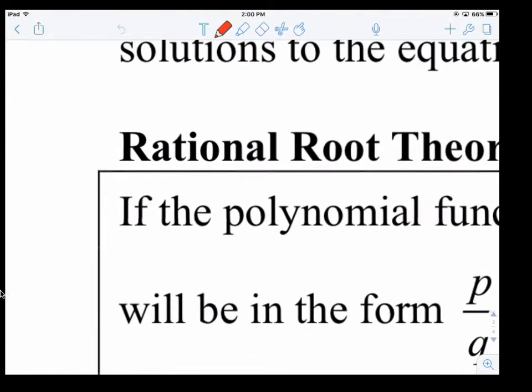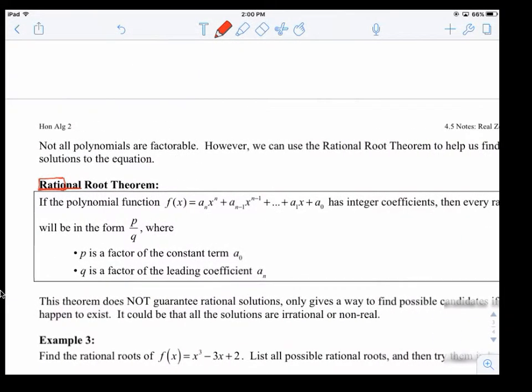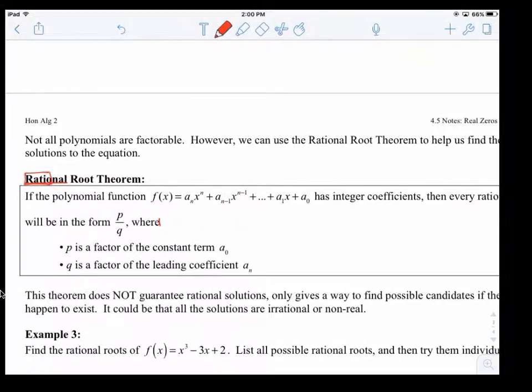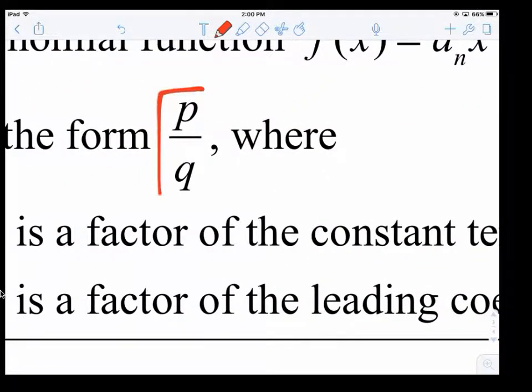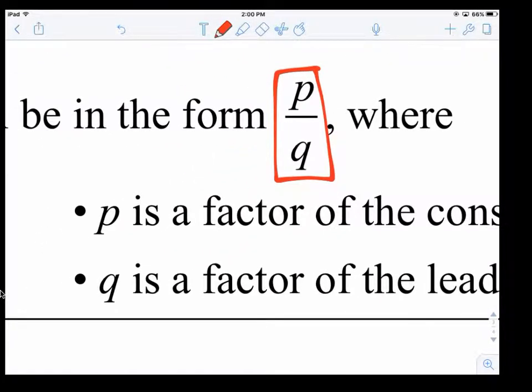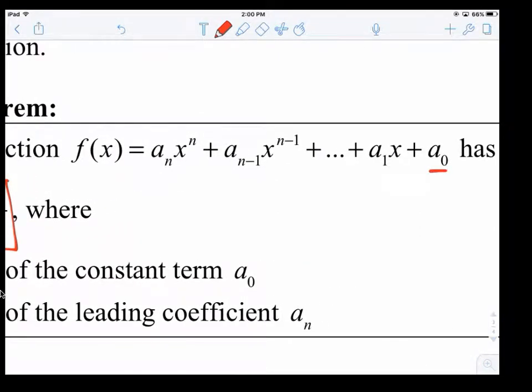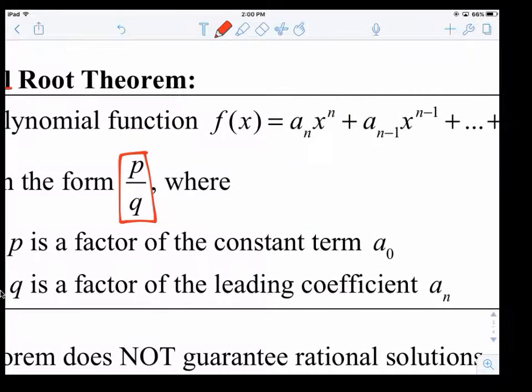Alright, and what is a rational number? Fraction, right? Because you have a ratio, right? So it says if you have a polynomial and it has integer coefficients, every rational root of your polynomial will look like this, p over q. P is the factor of the constant term. The constant term is the term that doesn't have a variable on it. And then the q is the factor of the leading coefficient, the coefficient with the leading term.